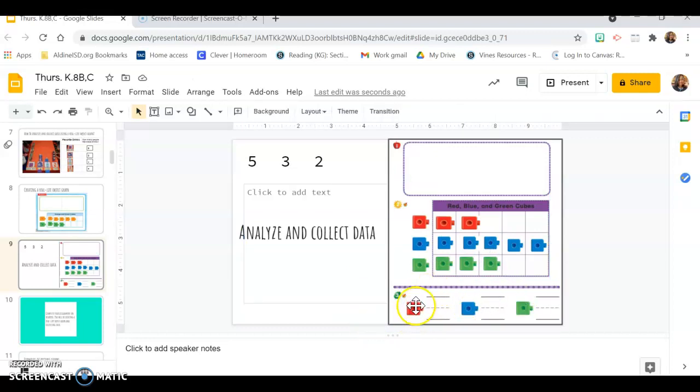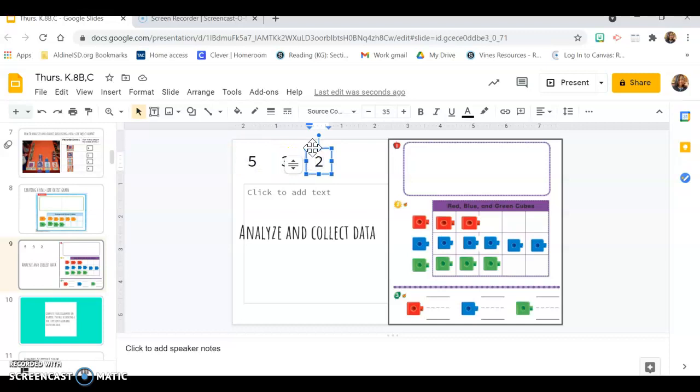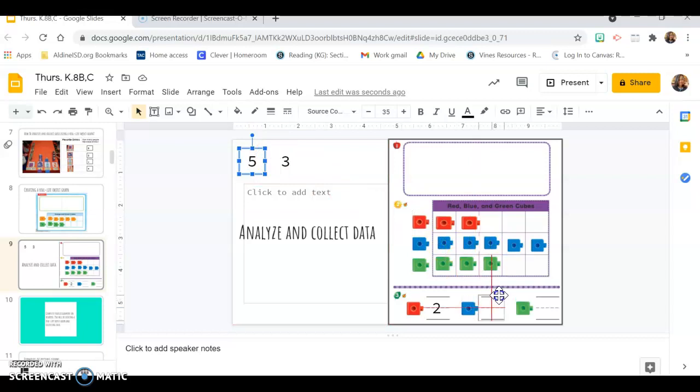Okay. So starting with red, how many red snap cubes do we have? 1, 2. Awesome. So what number are we going to put next to red? 2. Good job. Okay. Now let's record our data for blue. Let's count how many blues we have. 1, 2, 3, 4, 5. So what number are we going to put next to blue? 5. Awesome.